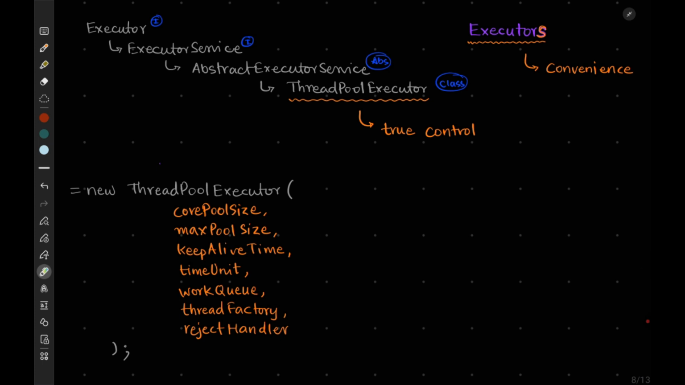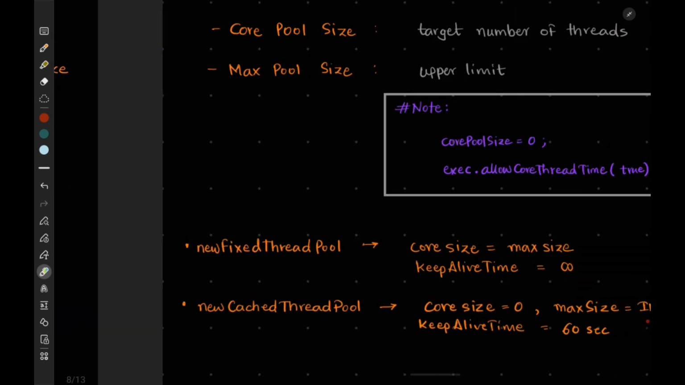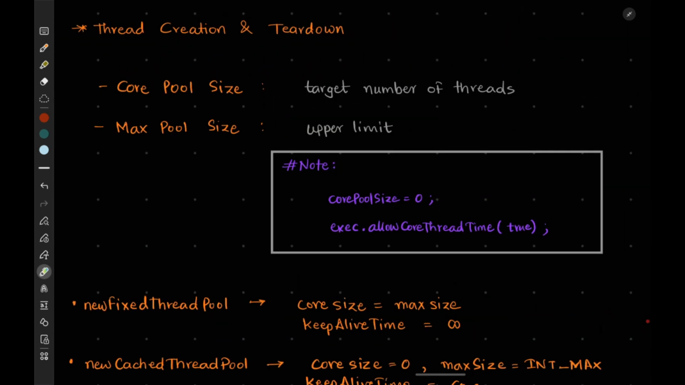So let's break down these parameters. Thread creation and teardown. The core pool size is the target number of threads. Even when idle, the pool tries to keep that many threads alive. Max pool size, that is the upper limit. The pool creates new threads only if the work queue is full and the current size is below the maximum.